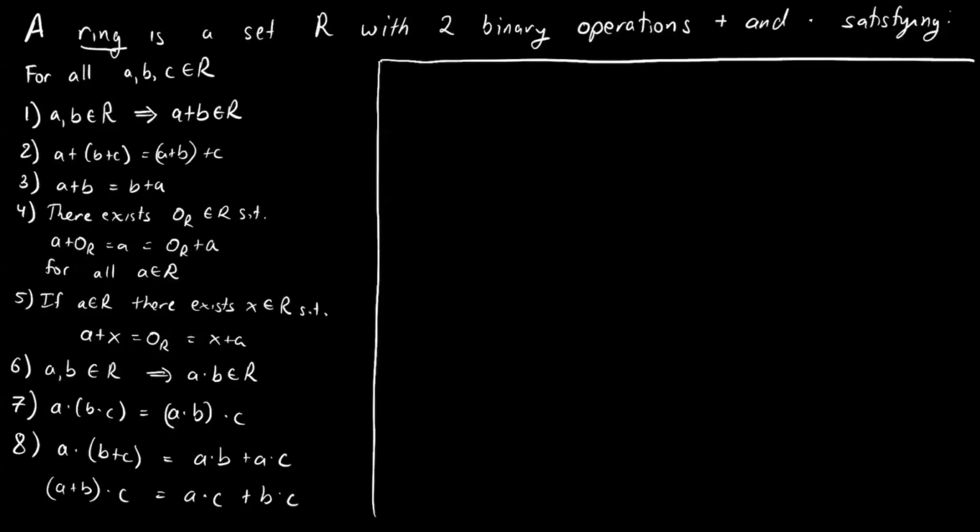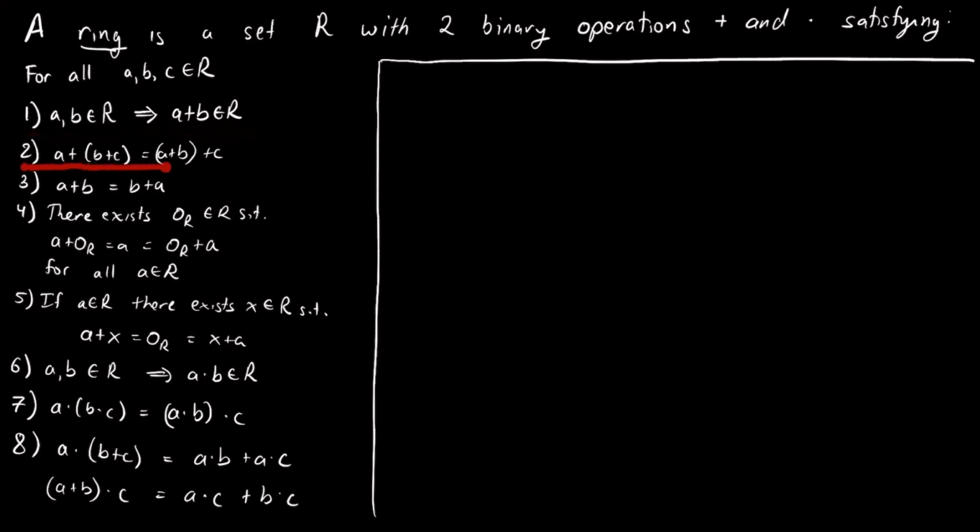In this video, we discuss the notion of a subring of a ring. Just as a quick reminder, we'll review the definition of a ring. A ring is a set with two binary operations, which we call addition and multiplication, satisfying the following list of rules. The first rule is that it's closed under addition. So if a and b are in R, then a plus b must also be in R.